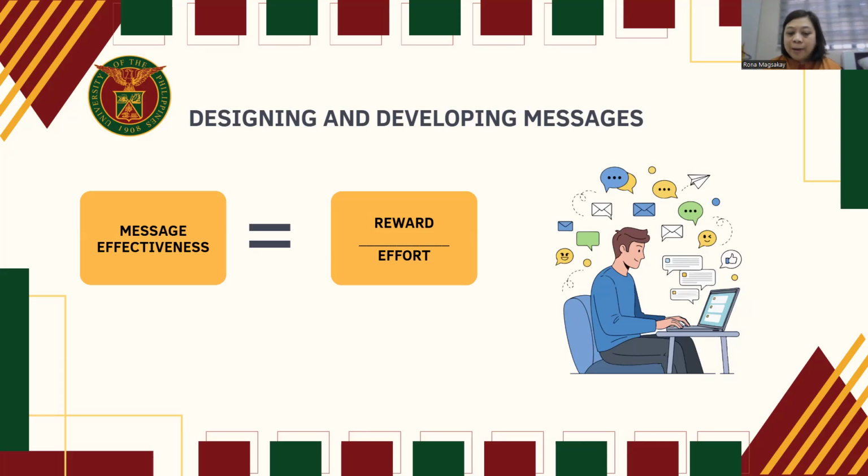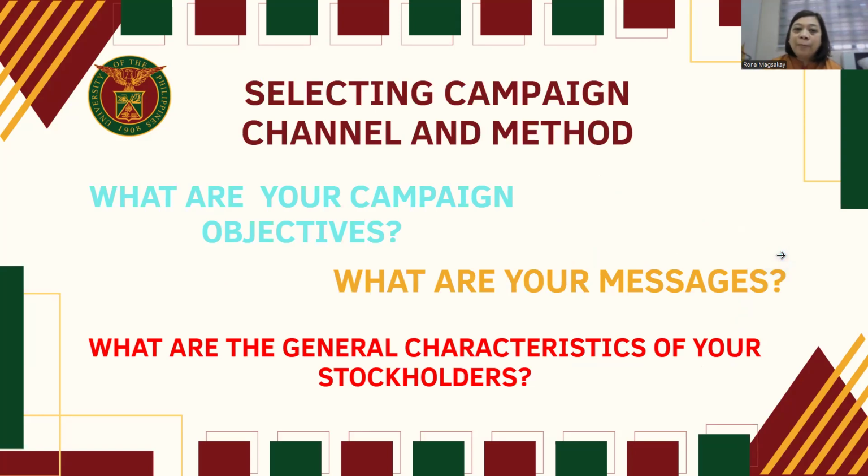Also, economic viability, social acceptability, technical superiority, and environmental efficiency. Selecting campaign channels and methods. The questions are, what are your campaign objectives? You should know your objectives, like what I said. Next is, what are your messages to your stakeholders? And what are the general characteristics of your stakeholders?